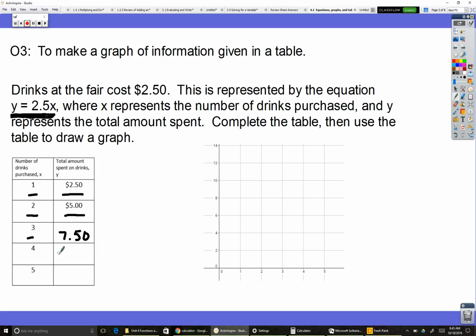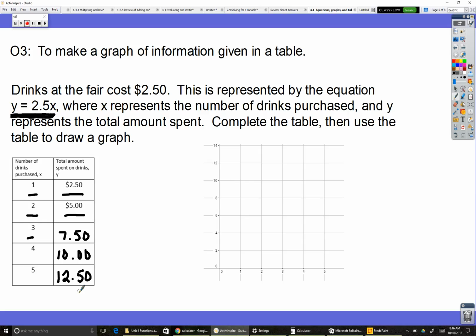$7.50. If we purchase 4 drinks, Adam, how much would that be? $10. Good. And if we purchase 5 drinks, Gretchen, how much would that be? $12.50. Good. So we've completed our table using the equation, or you may have just gone up by $2.50 each time, since the number of drinks goes up by 1 each time.